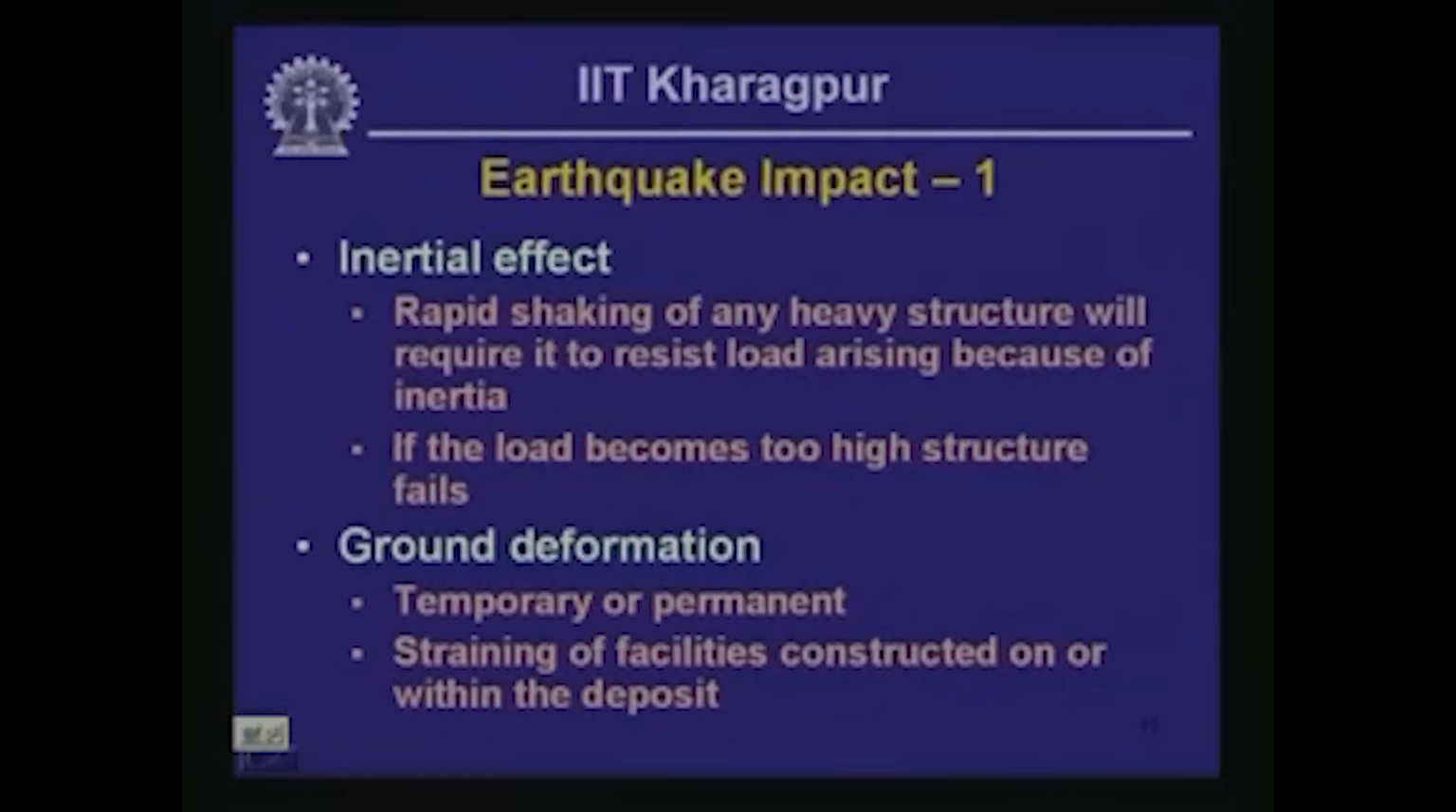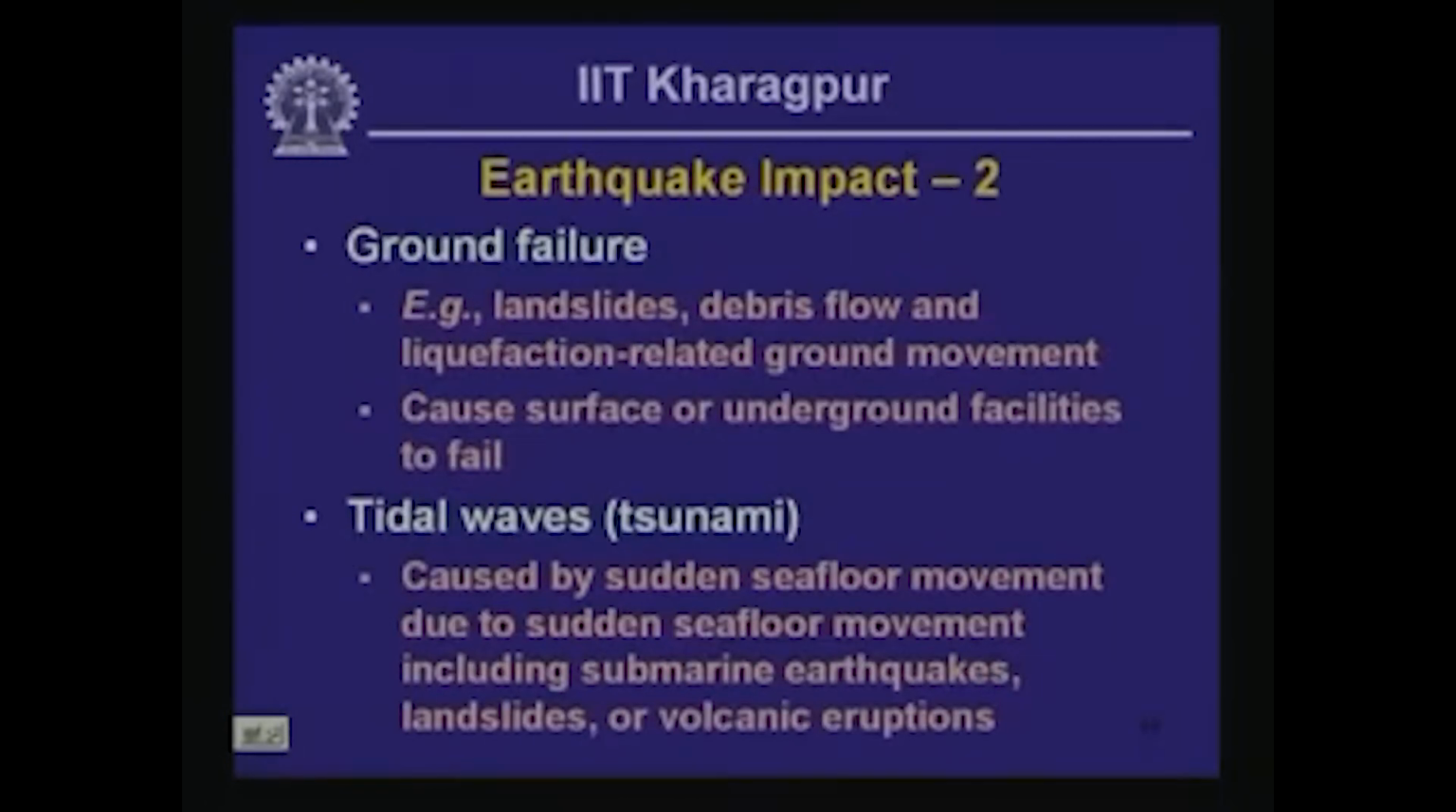Then ground deformation, which could be temporary or permanent. That is going to cause straining of facilities constructed on or within the deposit, such as a railway line or an underground tunnel, which is going to get affected by movement of a fault that it might cross, if the fault moves. Ground failure can also be triggered by earthquakes, such as landslides, debris flows, and liquefaction-related ground movement. Another effect of earthquakes is tidal waves, or tsunami as it is called, that is caused by sudden seafloor movement. It could also be caused by underwater landslides or volcanic eruptions.